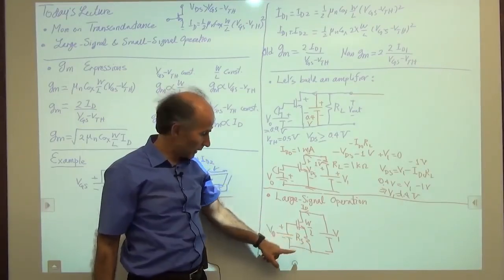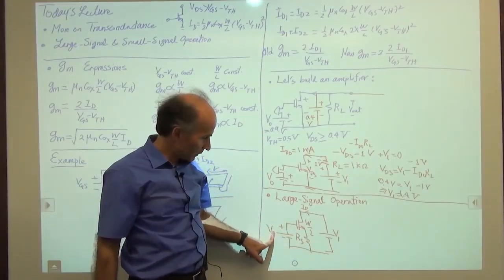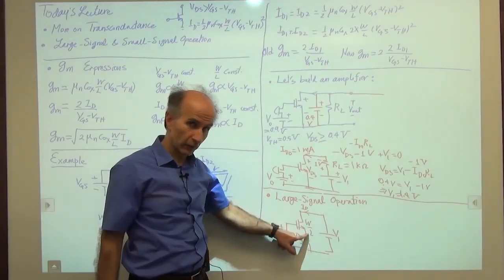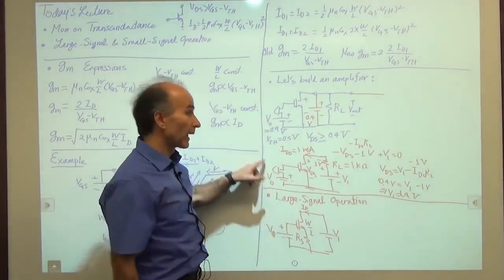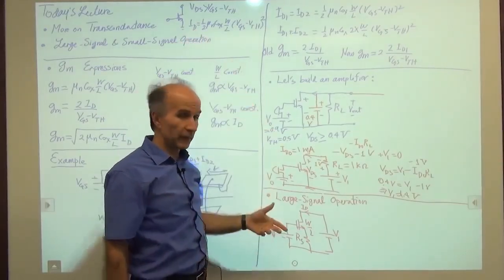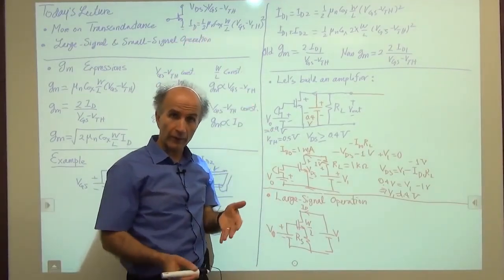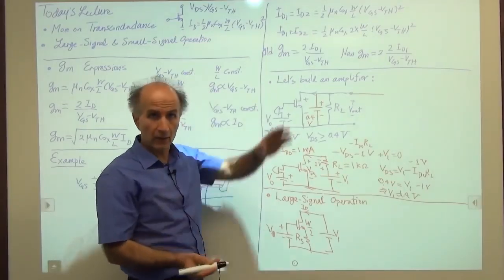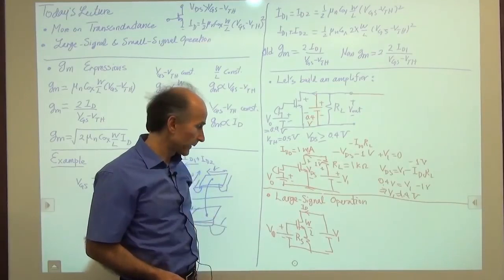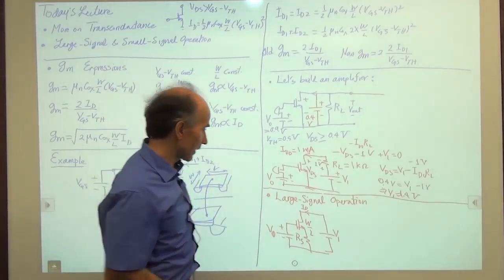Why? Well, because I know V0, but then there's a drop from here to here, right? So I don't know VGS yet, and I don't know ID yet. So I have to find ID directly, or I have to find VGS and then find ID from this equation, assuming that the device is in saturation. Is that difficult? No, not really.